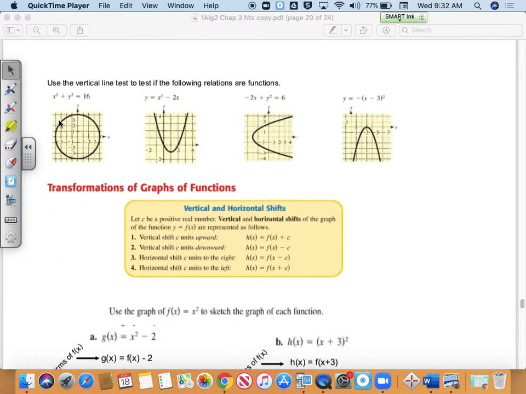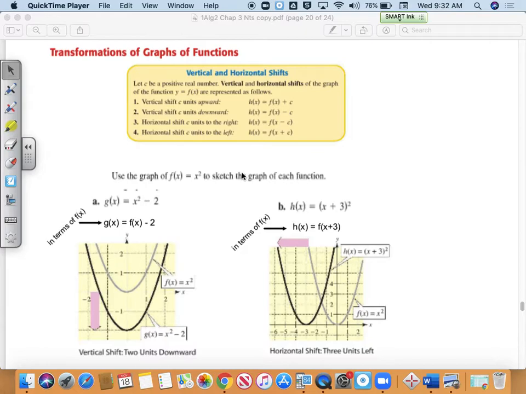We then looked at these graphs here to determine which ones were functions, and only the second and fourth one are functions. The first and third are not, because if you made a vertical line at several different points here, you would see that it would cross through more than one point, which makes it not a function.